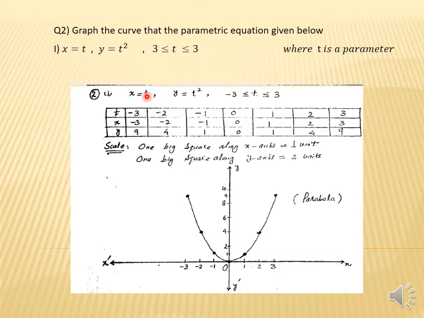If we put -2, then we get -2, because x equals t. And similarly, put -1, we get -1. If we put 0, then we get 0. Then if we put 1, then we get 1, then 2, similarly 3.